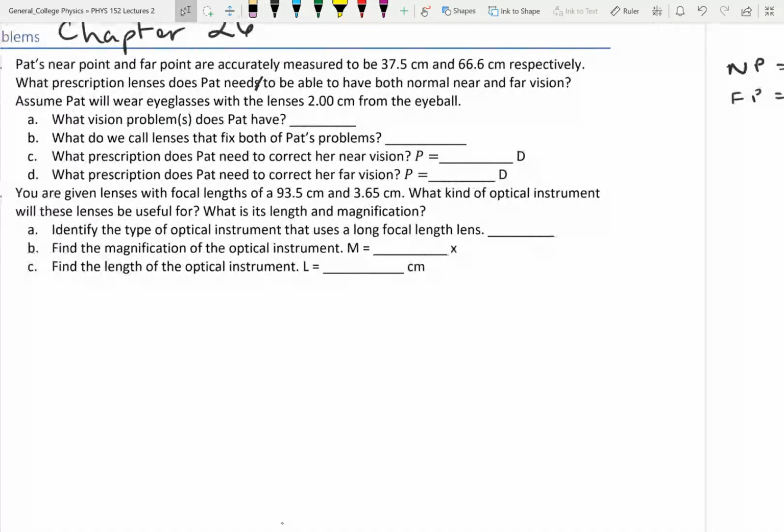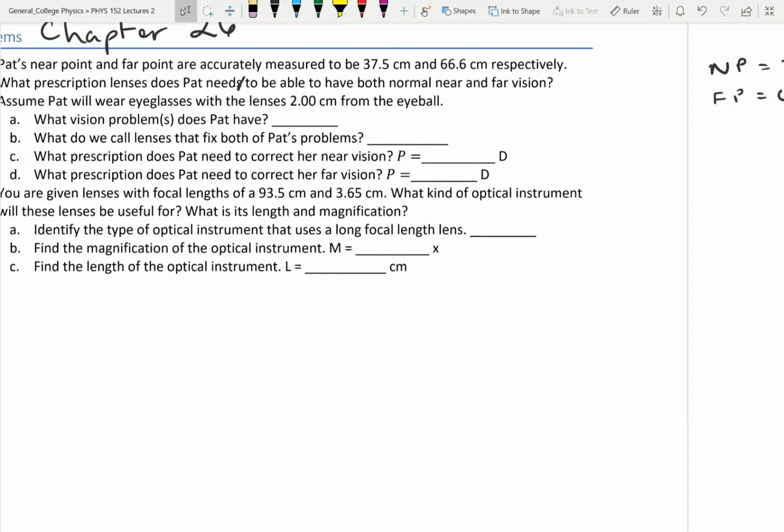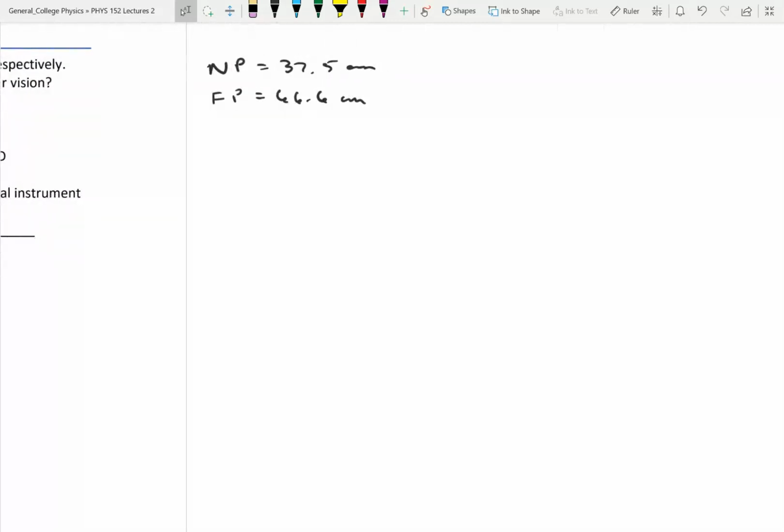What vision problem or problems does Pat have? She has two problems because the normal or ideal for the near point is 25 centimeters, and for the far point, it's infinity. So neither of those is correct. That means she has a problem associated with each one. So let's start with the far point. If the far point is closer than infinity, that is myopia or nearsighted.